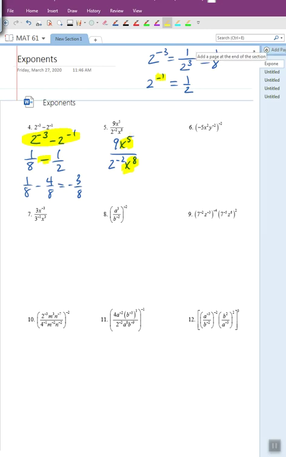Now, when you have x to the 5th divided by x to the 8th, how have we been looking at that? We've said if you're doing division, what do you do with the powers?